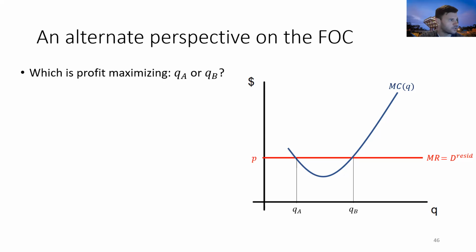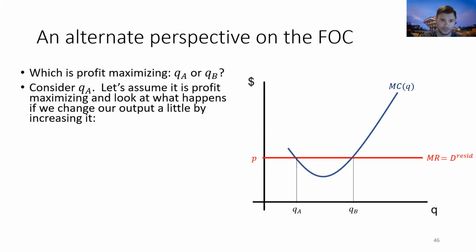Okay, so let's first put ourselves at QA. Let's put ourselves here and think about what happens if we take a little bit of a step to the right. We're at QA. We're going to think about taking a very small step to the right. And if we move to the right, what happens to the marginal revenue of the next unit that we were going to sell? Does that change? The marginal revenue, the curve in red. If we produce a little bit more, does that change?